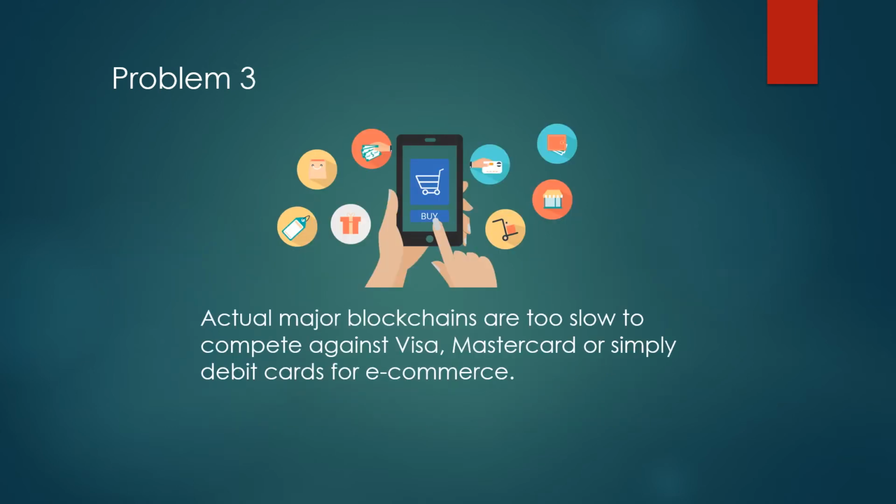As a third problem, the actual major blockchains are way too slow to compete against Visa, MasterCard, or simply debit cards for e-commerce. If we take, for example, Bitcoin, having only 7 transactions per second, and which takes up to an hour to get a final confirmation, this is way too slow. And even Ethereum with 15 transactions per second and up to 6 minutes for a final confirmation is again too slow. But we may have some light on the horizon with the third generation blockchains, which are way faster than the first and second generation blockchains.